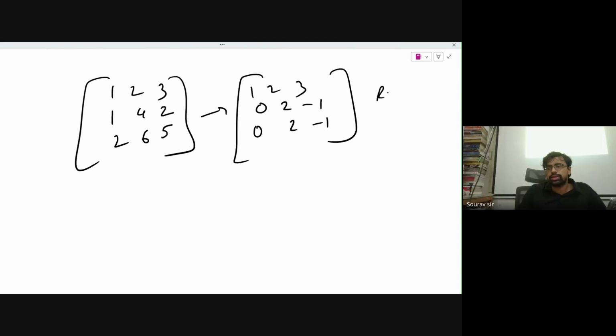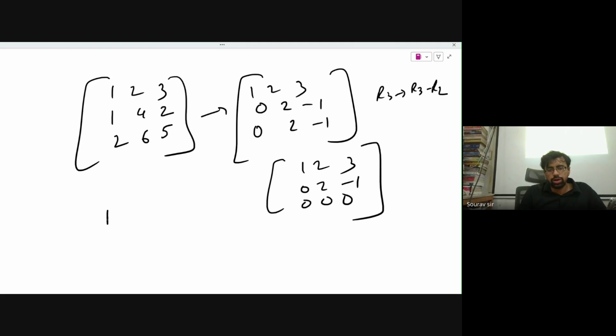फिर करेंगे R3 minus R2. अगर नहीं समझ में आया तो कर देता हूँ, कोई बात नहीं. 0 0 0. So rank equal to non-zero rows मतलब 2. और इसका सीधा डिटरमिनेंट निकालिए. इसका डिटरमिनेंट निकालेंगे तो determinant of this thing will become 0. 0 होने का मतलब ये रैंक 2 आ जाएगा.